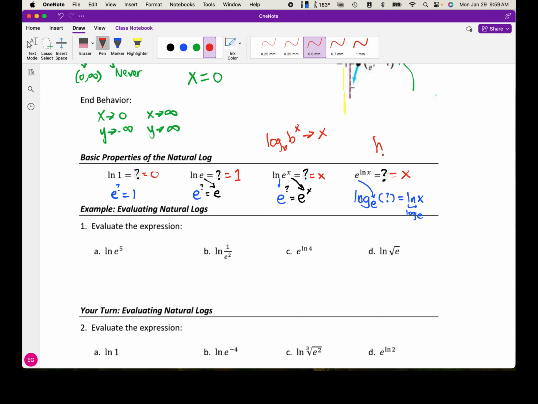And again, this works for all logs. If I have b raised to the log base b of x, it is always going to be whatever the inside of the log is. So you just want to be familiar with these so that you can save yourself some time.